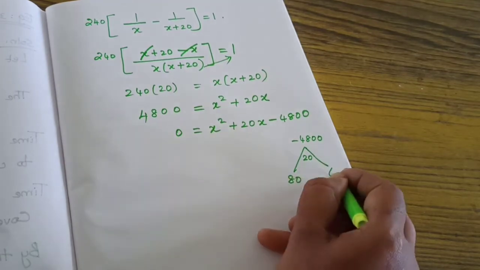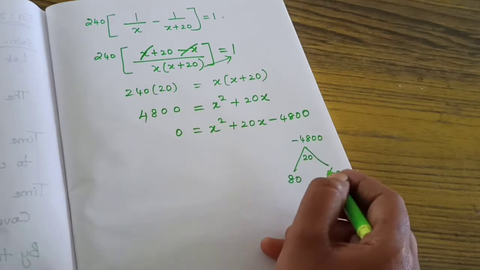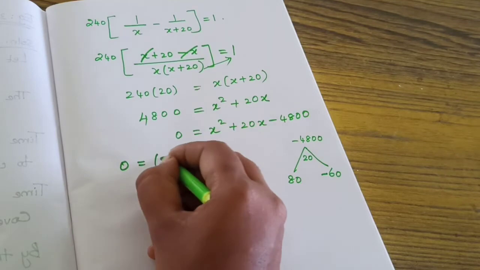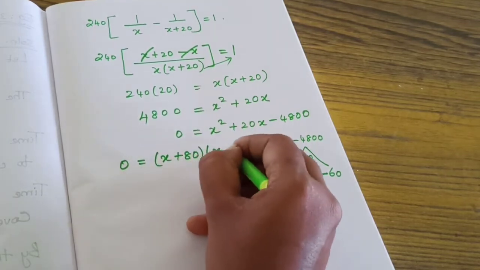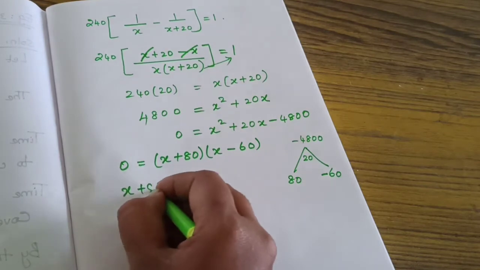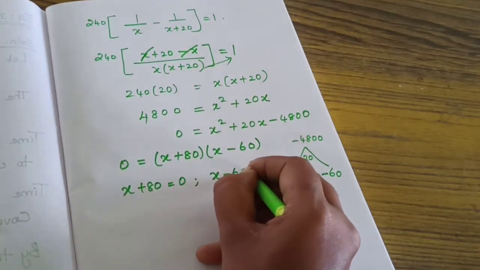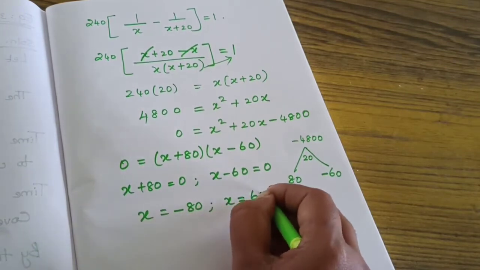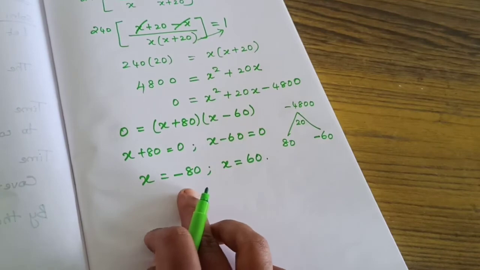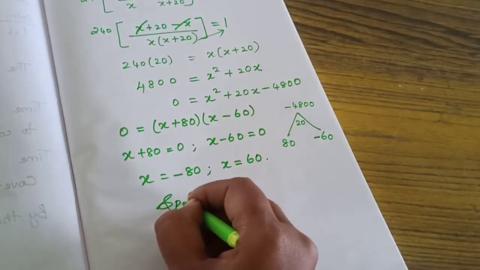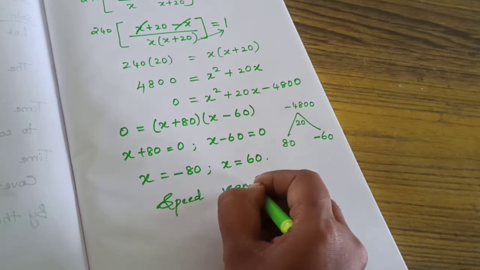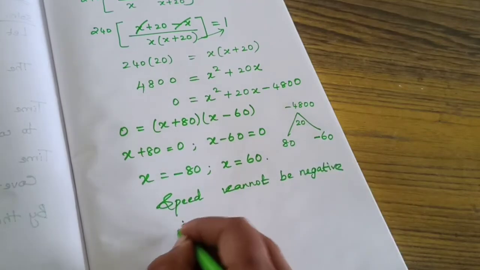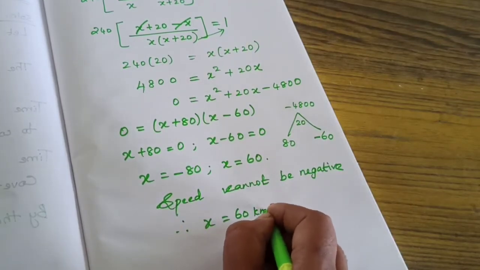So 80, 60 will it come? 8, 6 or 48, no? So 80 and minus 60. Correct. So 0 equal to x plus 80 into x minus 60. So x plus 80 equal to 0 or x minus 60 equal to 0. x equal to minus 80 and x equal to 60. Here that is speed, no? Will speed be negative? Speed cannot be negative. So x equal to 60 kilometer per hour.